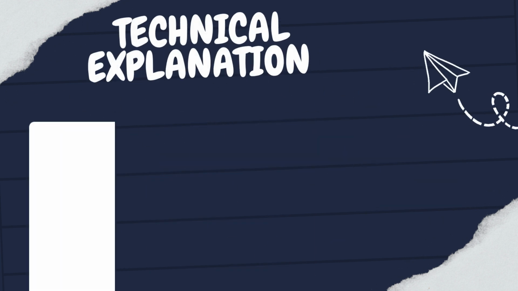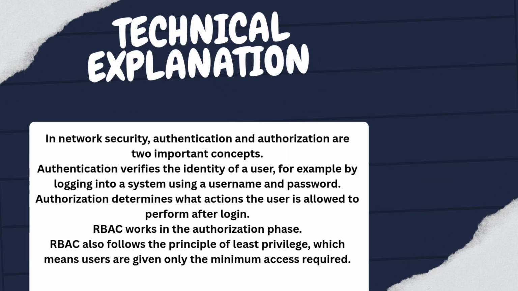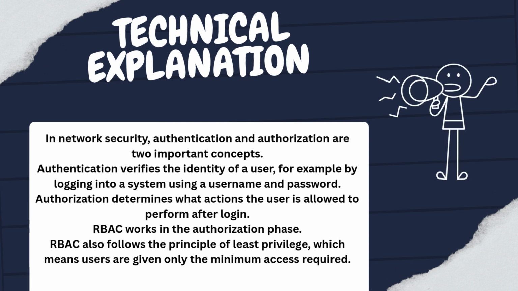Next, let us look at the technical explanation of RBAC in network security. Authentication and authorization are two very important concepts. Authentication means verifying the identity of a user. For example, when you log into a system using a username and password, the system checks who you are. Authorization means deciding what actions you are allowed to perform after login. RBAC works in the authorization phase. It checks the role of the user and decides what permissions are allowed.